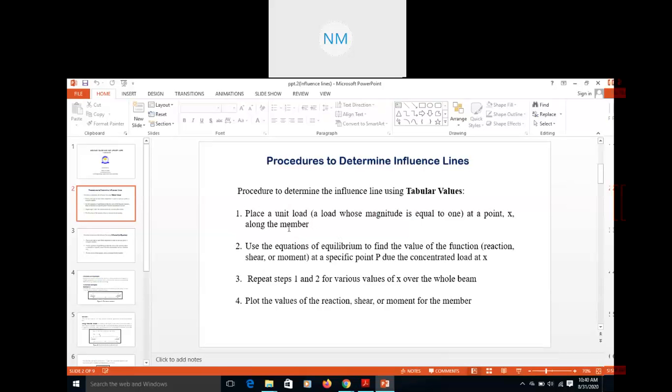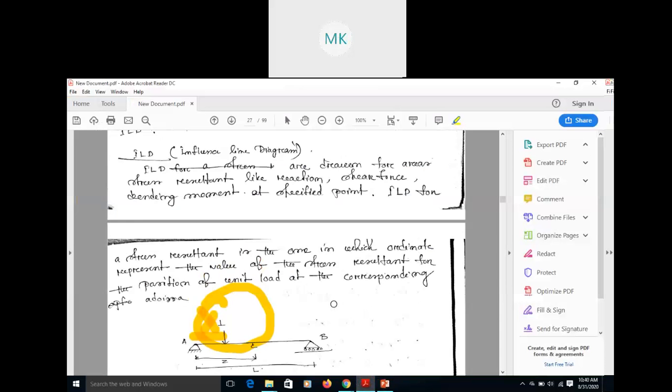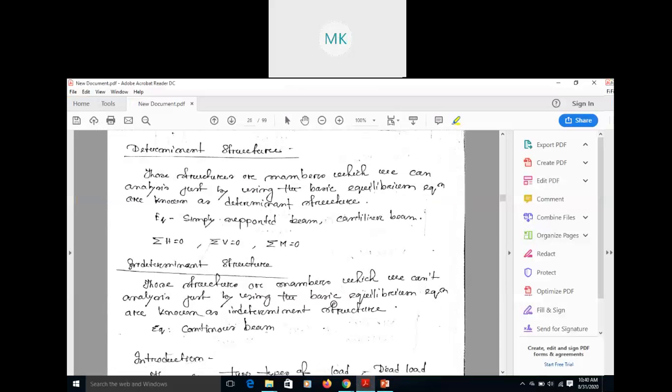What do you mean by this equations of equilibrium? Have you got this in earlier sem? Okay, fine. Let's go through this. For this, please go through these notes.